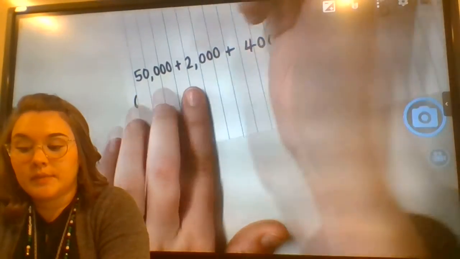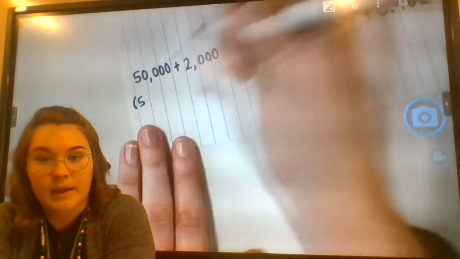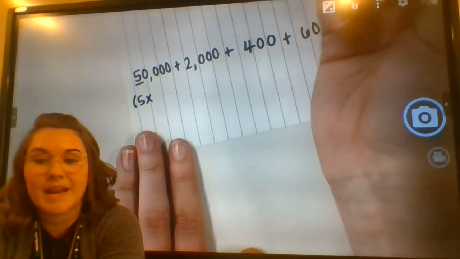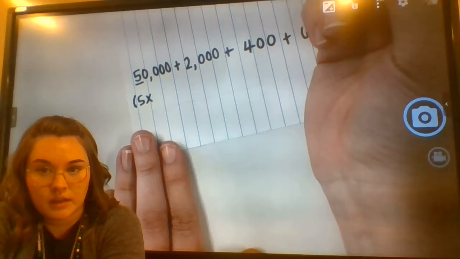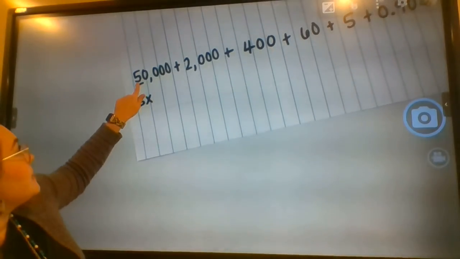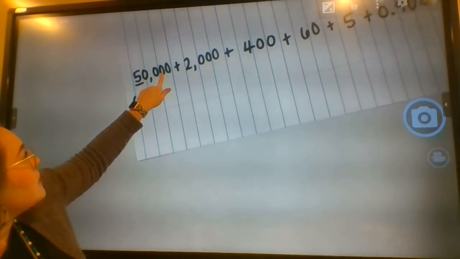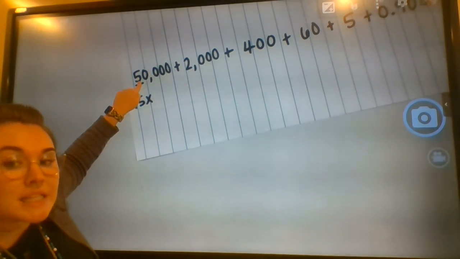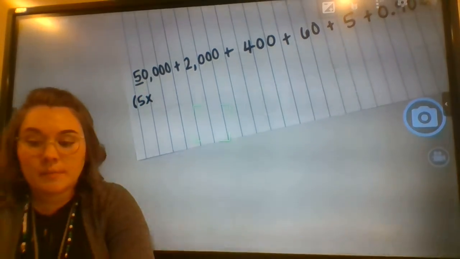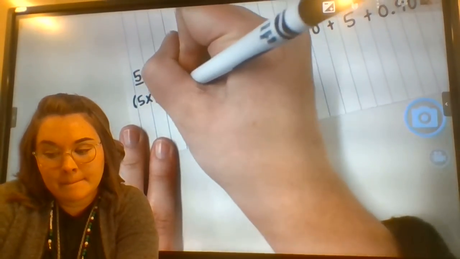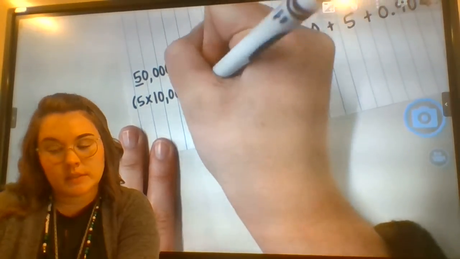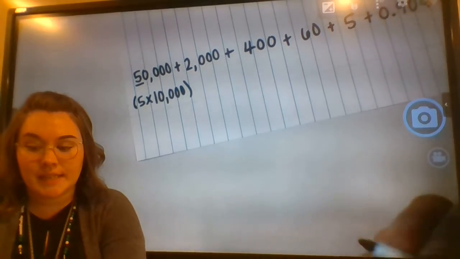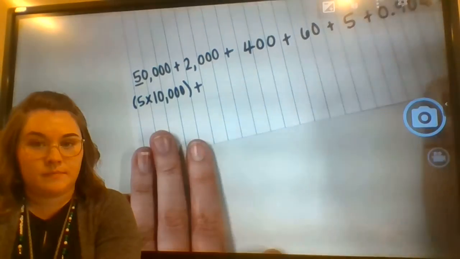So we start with our parentheses and we bring down our 5 because we know that that's the first number here. And we're going to multiply it by whatever place value that 5 is in. Well, we know that this is in the ones, tens, hundreds, 1,000, 10,000s place. So we're going to multiply it by 10,000 because we know it's in the 10,000s place. And then we're going to add it.